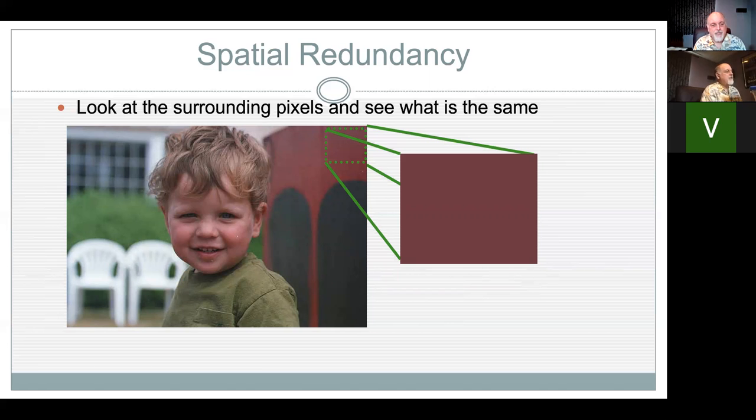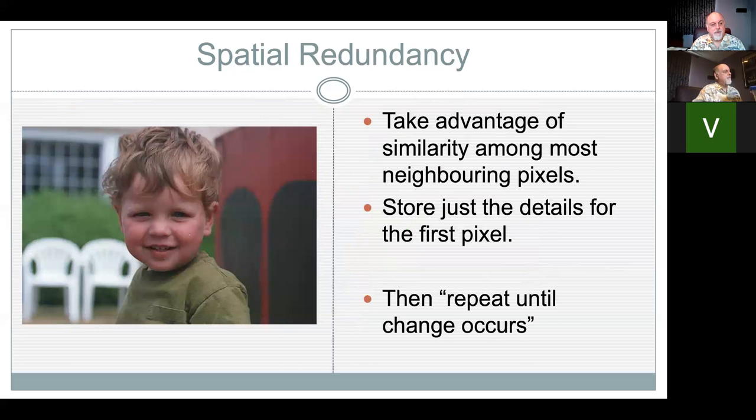And then it would just say to the computer, in the code, all the rest of these squares are identical. And that's it. Basically what it's saying is don't record anything else until we get to a different color. So store the first pixel and then repeat that pixel until the change occurs.